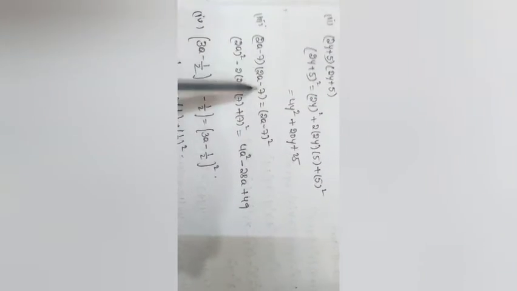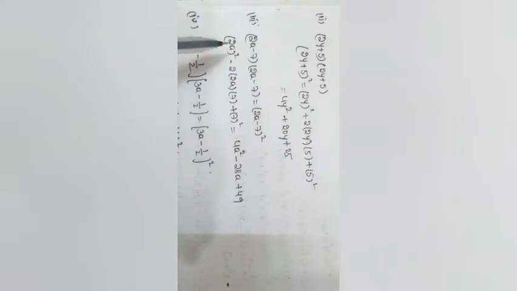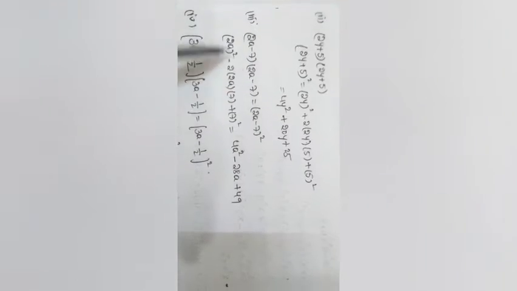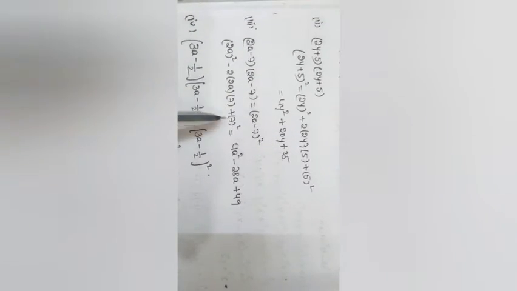Third bit. It is in the form of a minus b into a minus b. So a minus b whole square. You know the formula of a minus b whole square. What is that? a square minus 2ab plus b square. So 2a whole square minus 2 into 2a into 7 plus 7 square. So 4a square minus, just you need to do the rest.